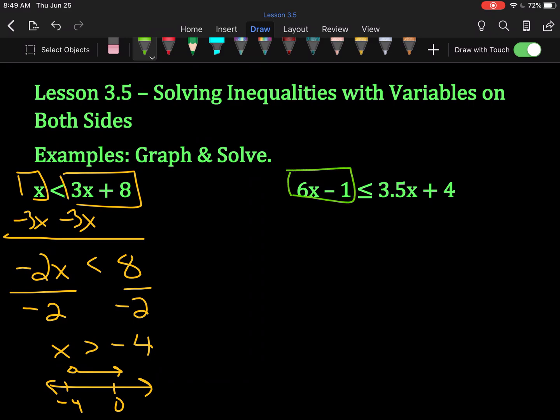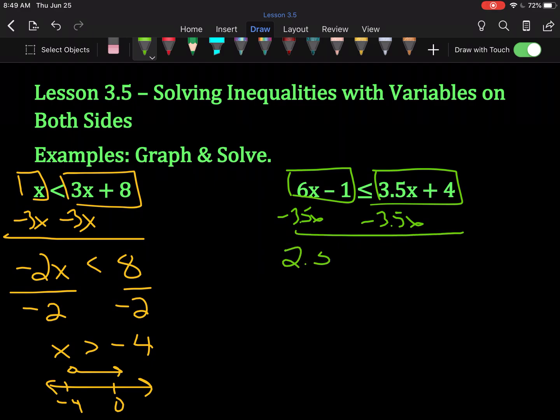Next problem. If I box off each side, again, we will see there are no like terms to combine. So we can get on with moving stuff around. Variables report to the left side. So 6x minus 3.5x is 2.5x minus 1 is less than or equal to 4. Numbers that aren't attached to variables report to the right side.